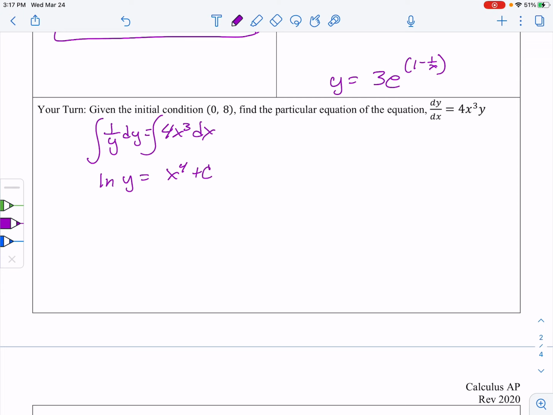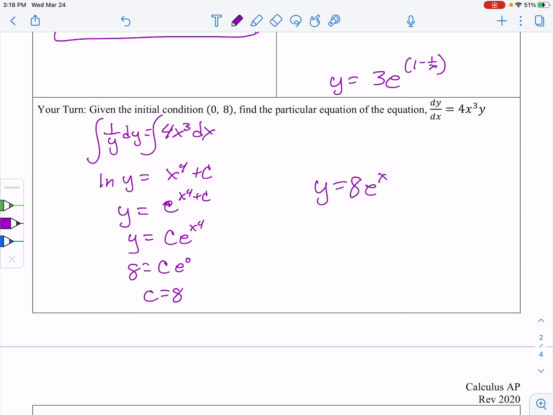Plug in your initial conditions, 0 and 8. Actually, I did not plug them in here. I went ahead and took it e to a power. So you end up with y equals e to the x to the 4th plus c, which is c e to the x4. And now I plugged in my initial conditions. 8 is equal to c times e to the 0. So c is equal to 8. And I get y equals 8 e to the x to the 4th.